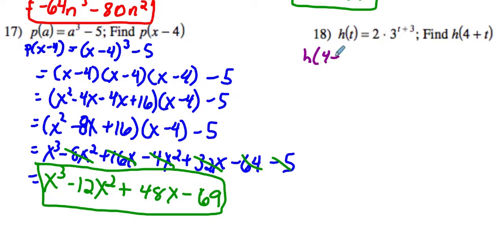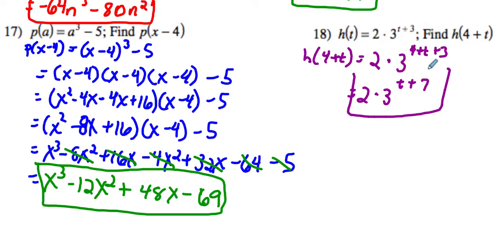Number 18, h of 4 plus t gives me 2 times 3 to the 4 plus t plus 3 power. So 2 times 3 to the t plus 7 power, and that's as far as you can go. Simplify it as far as it'll go.